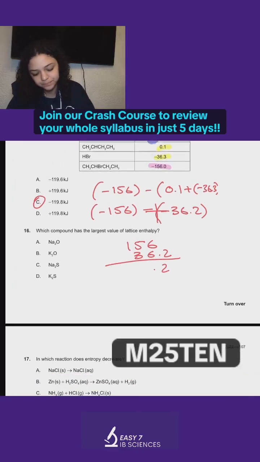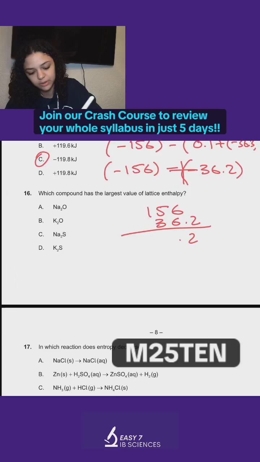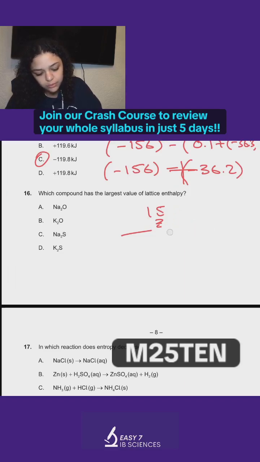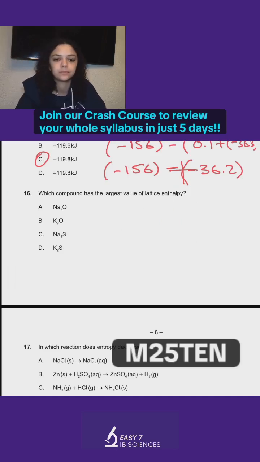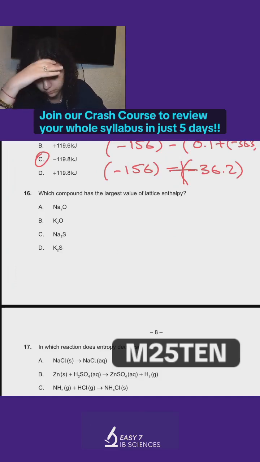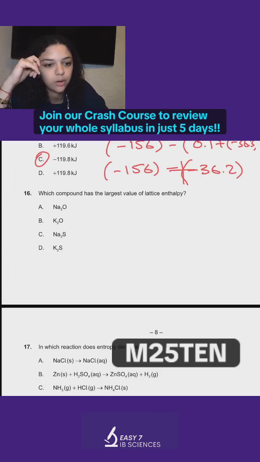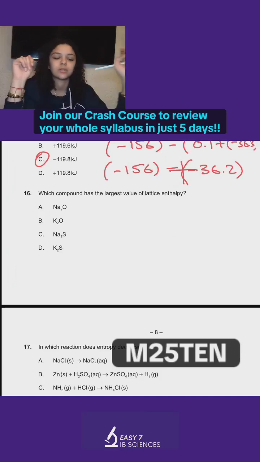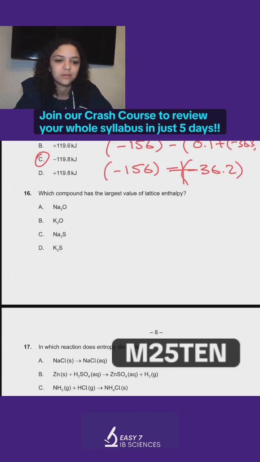Okay, moving on. Which compound has the largest value of lattice enthalpy? This one is also HL. What are we thinking for this one? It's all about the what. Can they force you to do the triangle thing, or can I always flip? Good question. I hated the triangle thing. I only learned fully the triangle thing when I got into uni, and I got away with it. So I think you can get away with it.